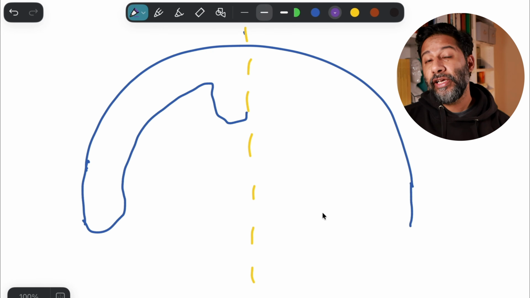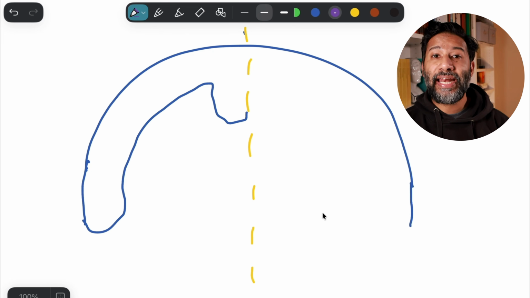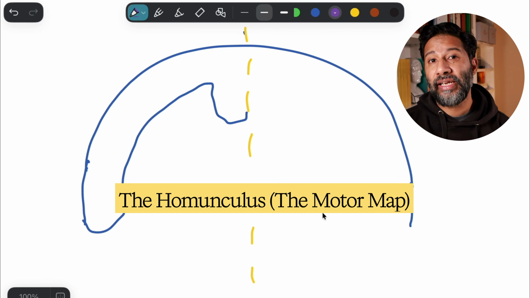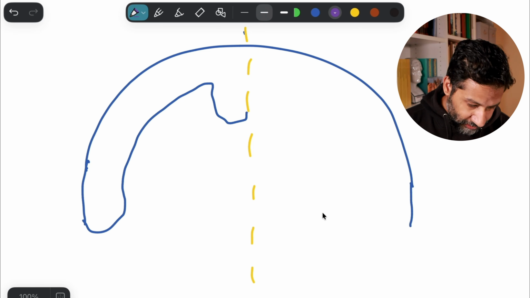There's one detail worth adding now. The body is laid out along this strip in a fixed order. We call it the homunculus, the little man. The neurons that start here will go to these parts of the body and innervate them. Now the face actually sits down here at the bottom.